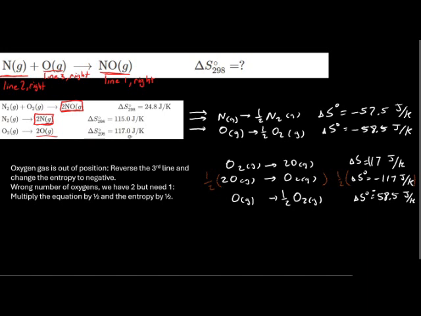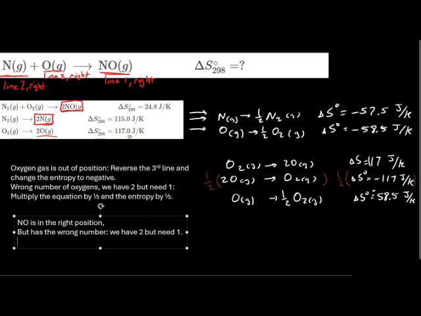Now let's examine the third item in our target equation, NO gas. We noted that NO gas is in line 1 on the right side. That agrees with our target equation because in our target equation, NO is on the right. So there's no need to reverse this time. However, when we look at the number of NOs, there's a mismatch. We need 1 NO, but we have 2 in the system. So to fix that problem, again, we're going to multiply by 1/2 to change the 2 NOs to 1 NO.